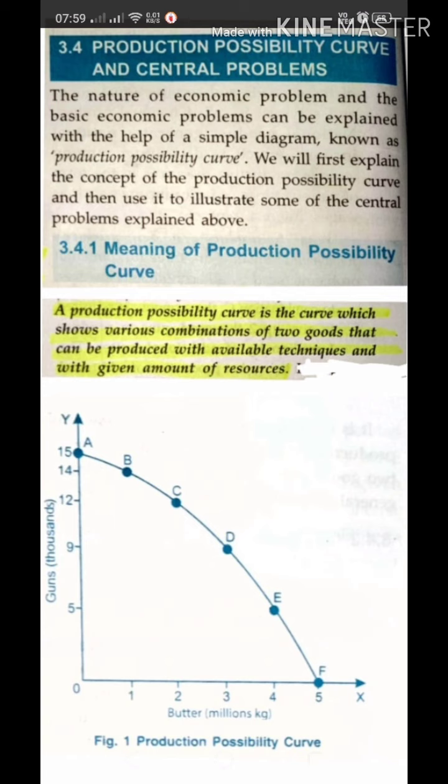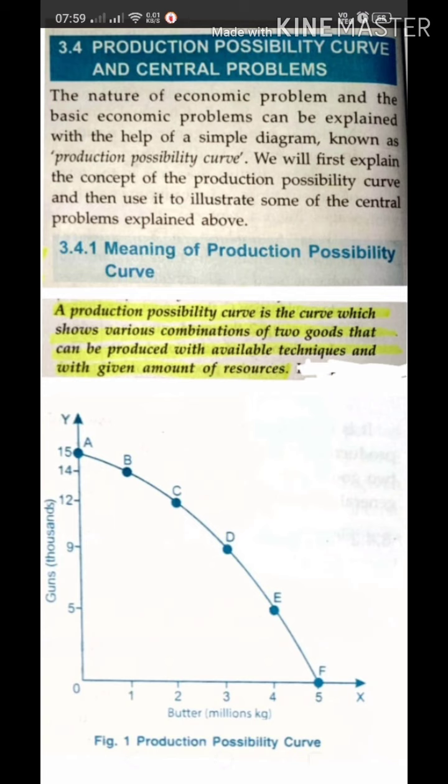So let's understand the meaning first. What is the meaning of production possibility curve? A production possibility curve is the curve which shows various combinations of two goods that can be produced with available techniques and with a given amount of resources. Given amount of resources means the resources which are available in your country.